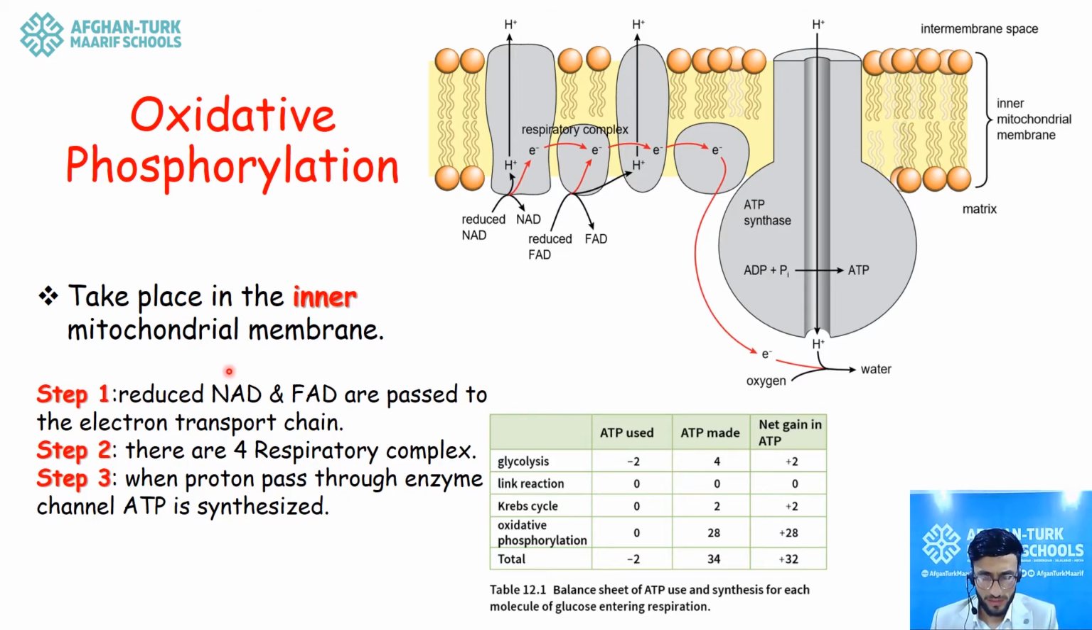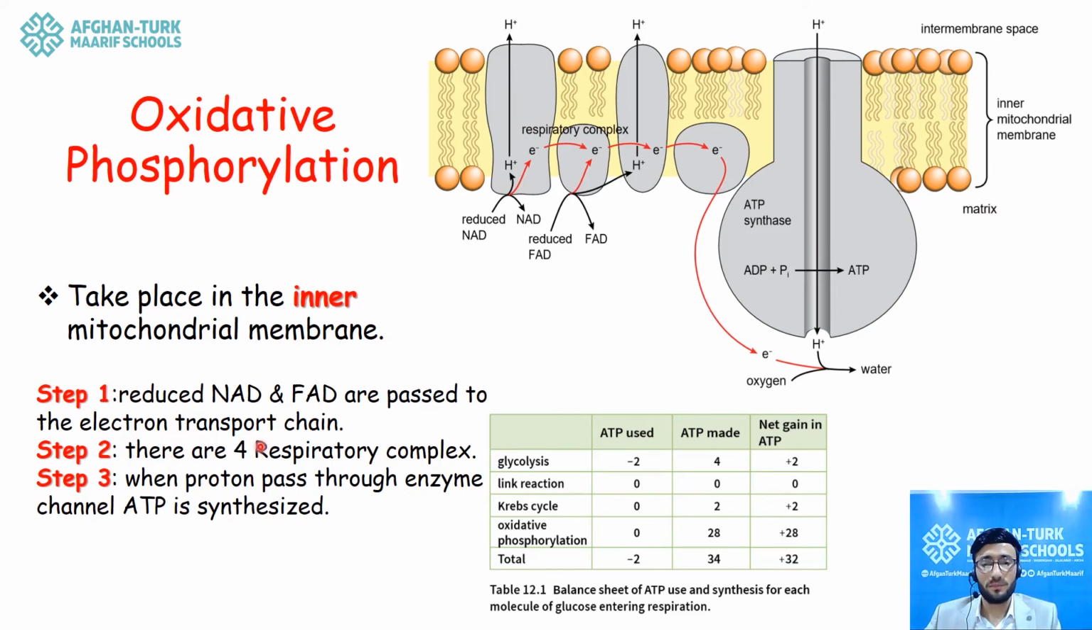In order to understand the exact functioning units of oxidative phosphorylation, we should go through these steps. First, the reduced NAD and FAD. When we talk about reduced, it means we are talking about reduced electron carriers that have hydrogens attached to them. So NAD and FAD are passed to the electron transport chain. This is called the electron transport chain.